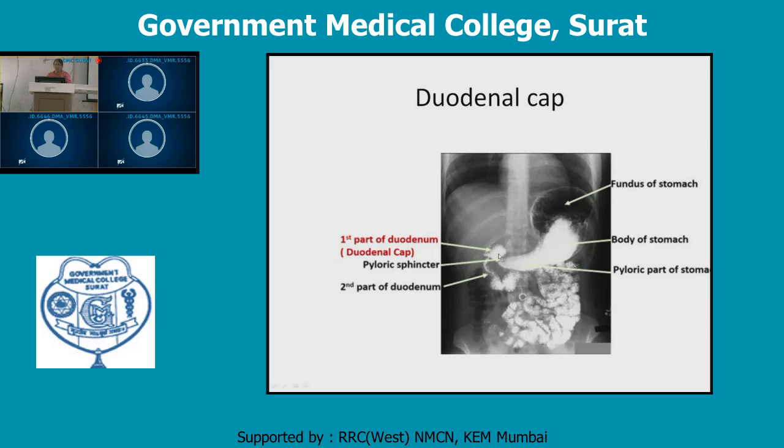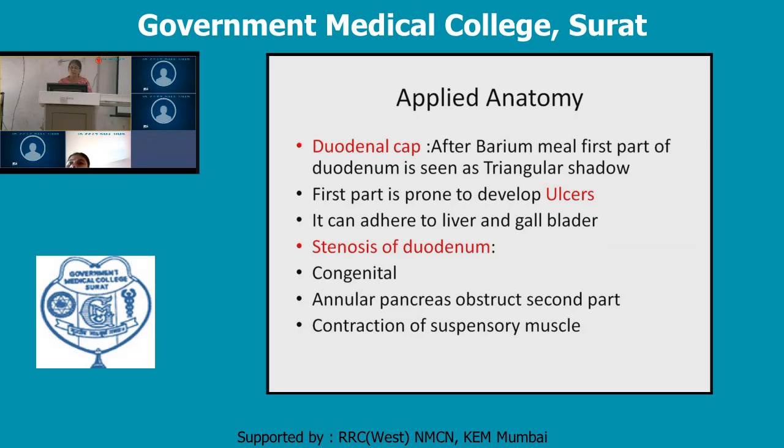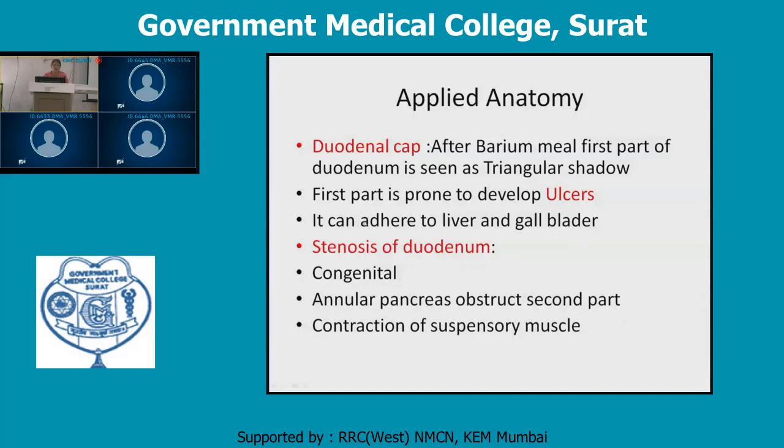What else is important? The first part of the duodenum is prone to ulcers, especially in young people with a lot of tension, and the pain of this ulcer is relieved by meals. It can adhere to the liver and gallbladder. If the first part of the duodenum is ulcerated, anteriorly it is related to the quadrate lobe of the liver and gallbladder, so it can stick there, adhering to the liver and gallbladder.